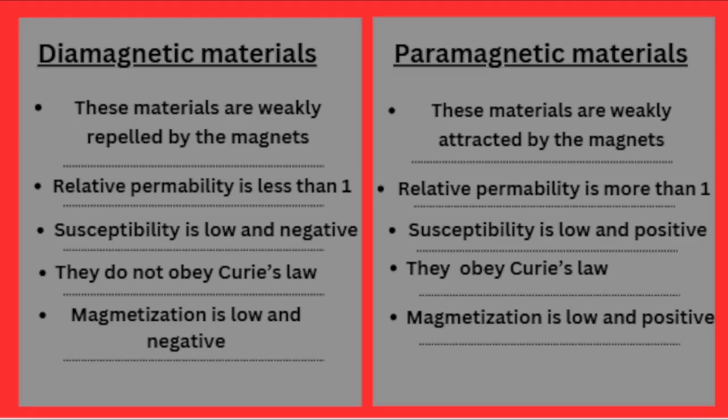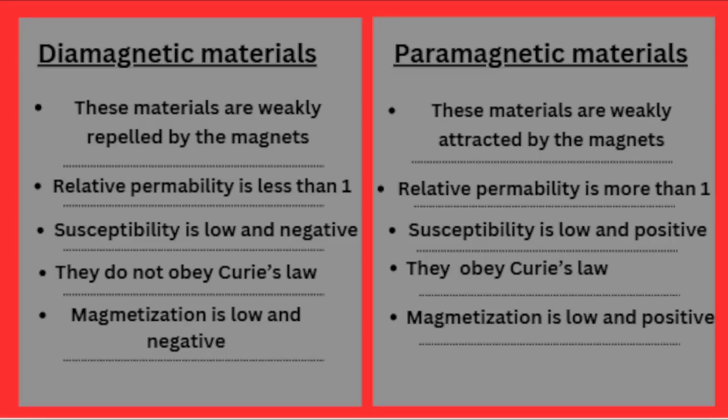Difference between diamagnetic materials and paramagnetic materials. Diamagnetic materials are weakly repelled by magnets, whereas paramagnetic materials are weakly attracted by magnets. The relative permeability is less than 1 in diamagnetic materials. Relative permeability is more than 1 in paramagnetic materials.